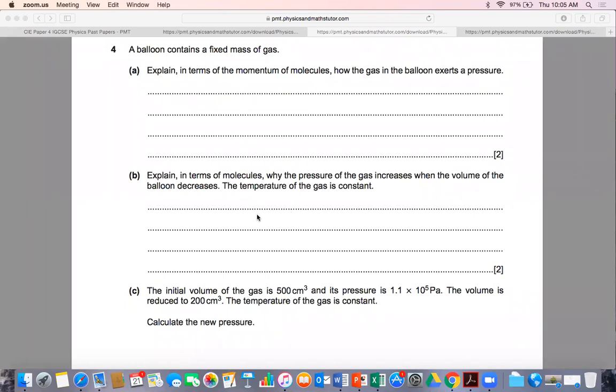So I see that the frequency of collision of molecules with walls increases. Frequency of collision of molecules with walls increases.